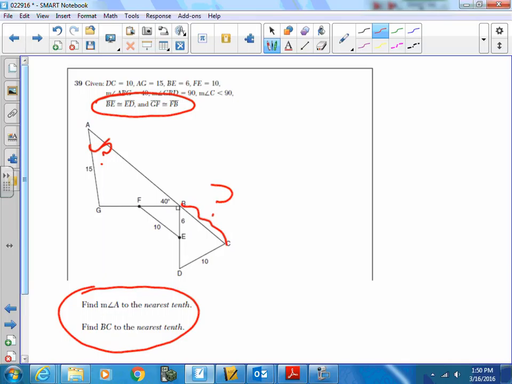All right, so if we know that BE is congruent to ED, then that means this must be 6. We know that because they already give us BE as 6. So ED has to be the same, so that's 6. All right, now they said GF is congruent to FB. So that is this side and this side. The problem is we don't know FB.